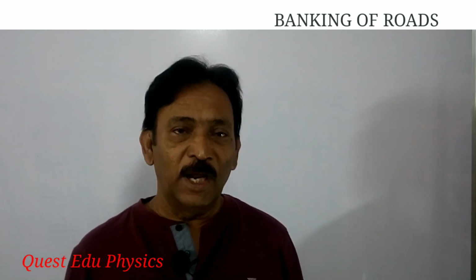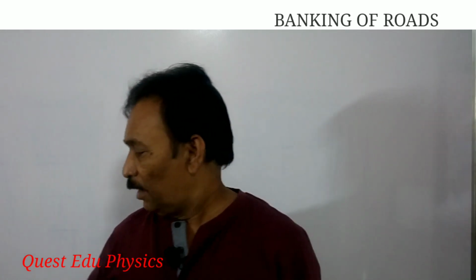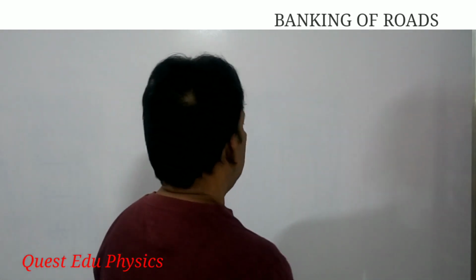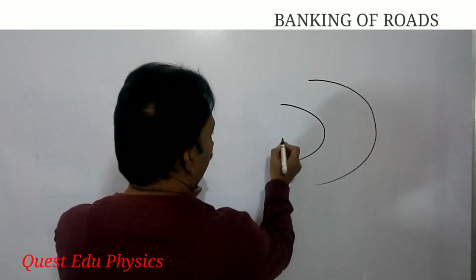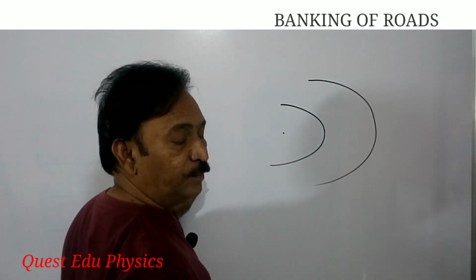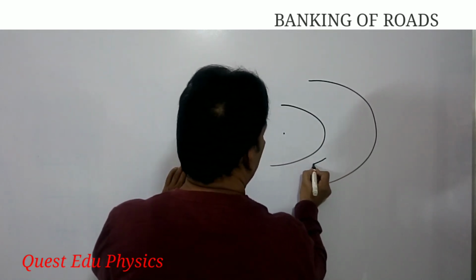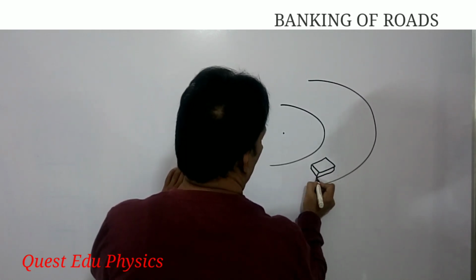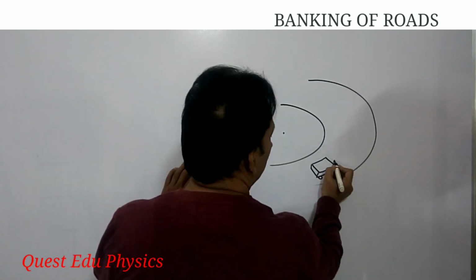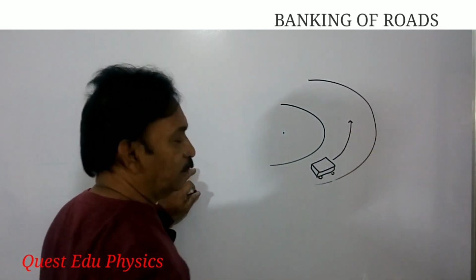Does it experience any kind of force? May it make it tumble down? Generally, what goes on when a vehicle is moving along a circular path? Let's see. Say it is a circular path with a radius of r. In this, a vehicle is moving. Let's say it is the vehicle. Here the vehicle is moving and it has to take a turn.